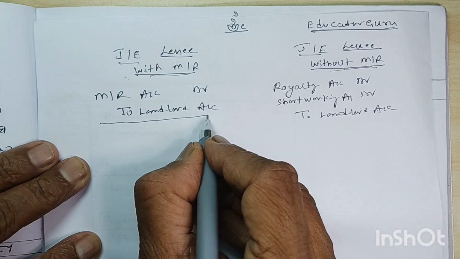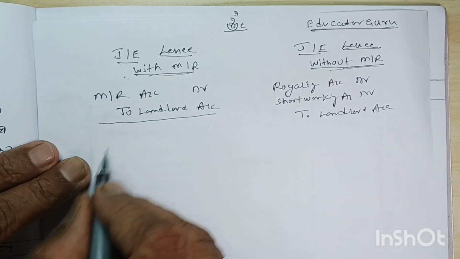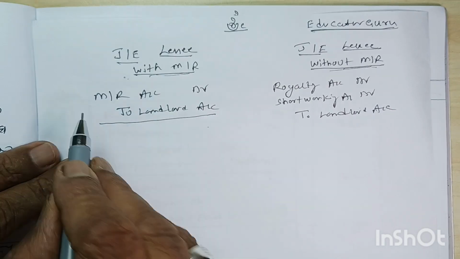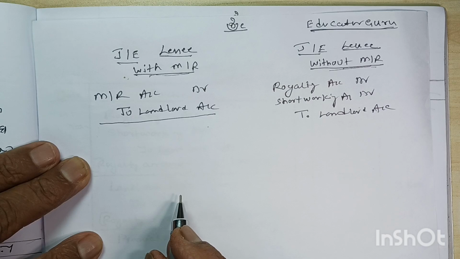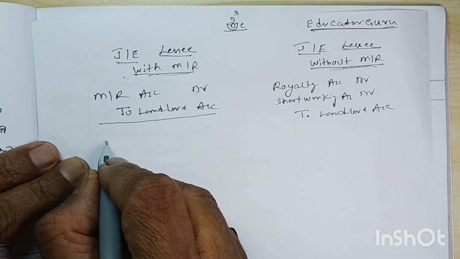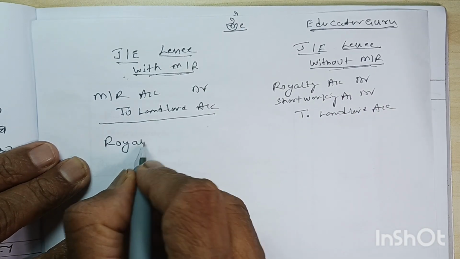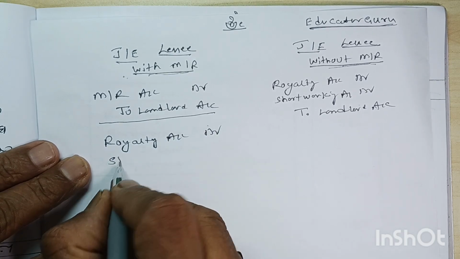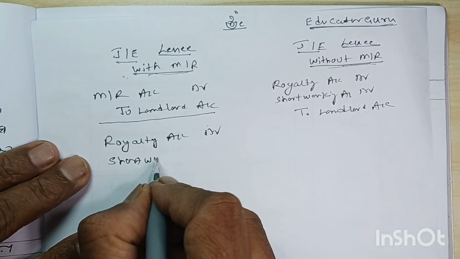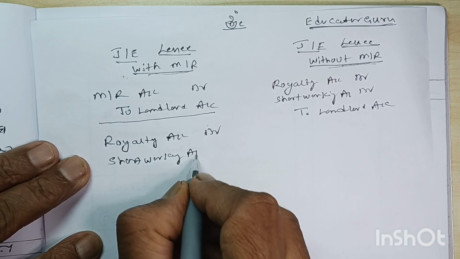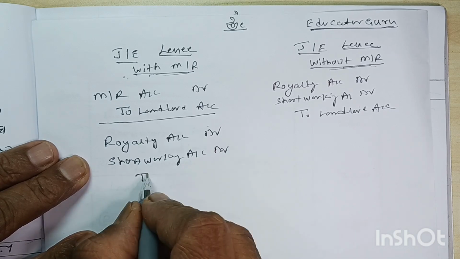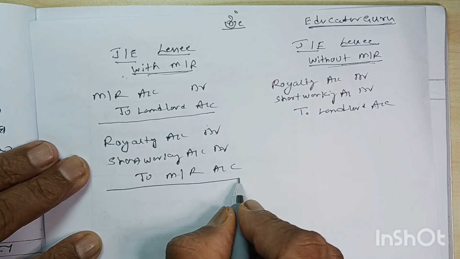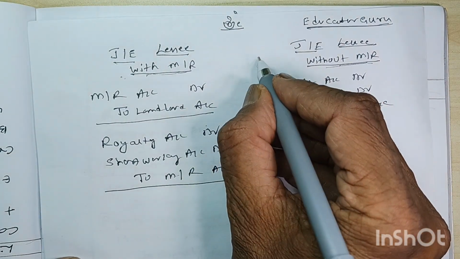This is not enough. Now what you have to do is very simple. You have opened a minimum rent account. This minimum rent account should be closed. How will it be closed? It is very simple: royalty account debtor, short working account debtor, to minimum rent account. I hope you can see both the journal entries.